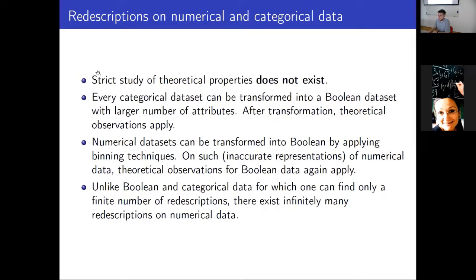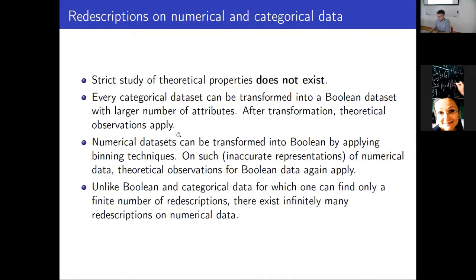Okay, so for the numerical attributes, no theoretical properties were studied, but of course, for a categorical data set, it is easily transformable to a Boolean one, and then all the properties apply. But for numerical ones, one can always do binning and apply binning techniques. And then on these transformed data sets, the properties will again apply. However, this is an inaccurate representation of the numerical data. So that is a bit more tricky.